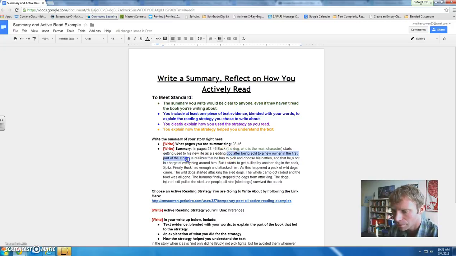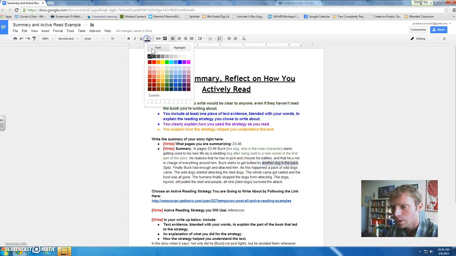They mention it's a new life. If they say it's a new life, then they probably should explain what the old life was. "He realized that he has to pick and choose his battles, and that he's not in charge of everything around him. Buck starts to get bullied by another dog in the pack, Spitz." Now the part that makes this really effective is they mention who Spitz is. If they just said Buck starts to get bullied by Spitz, I'd be like, who's spitting? Spitter, what? But "Buck starts to get bullied by another dog in the pack, Spitz."